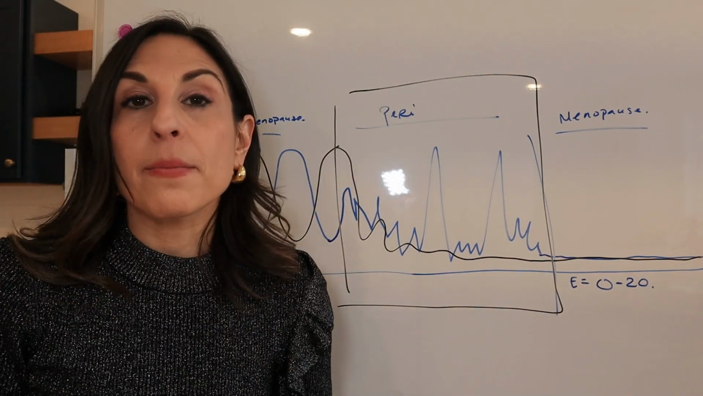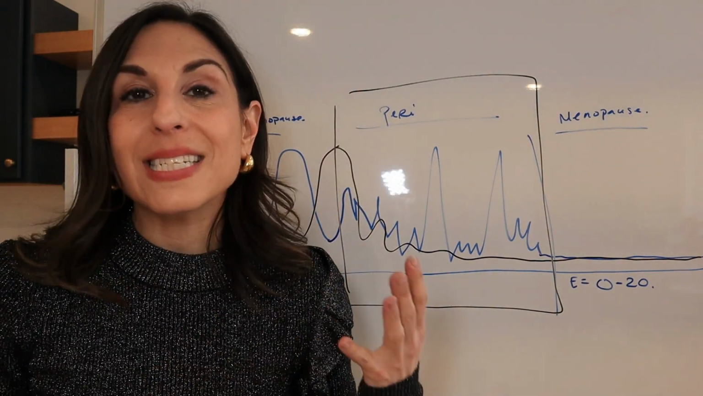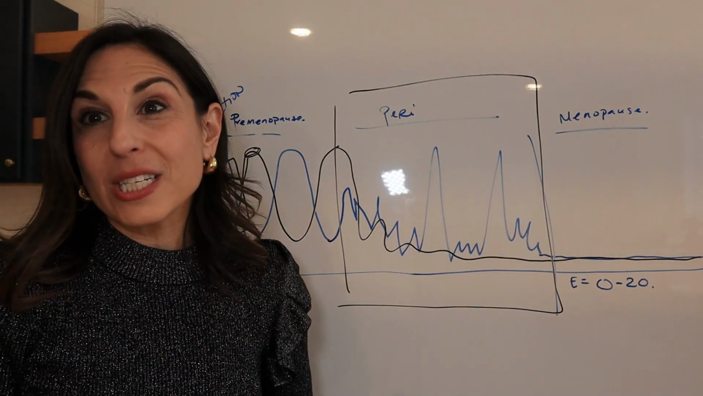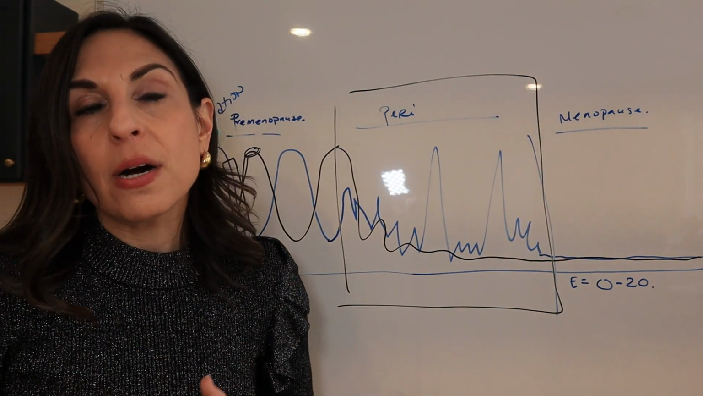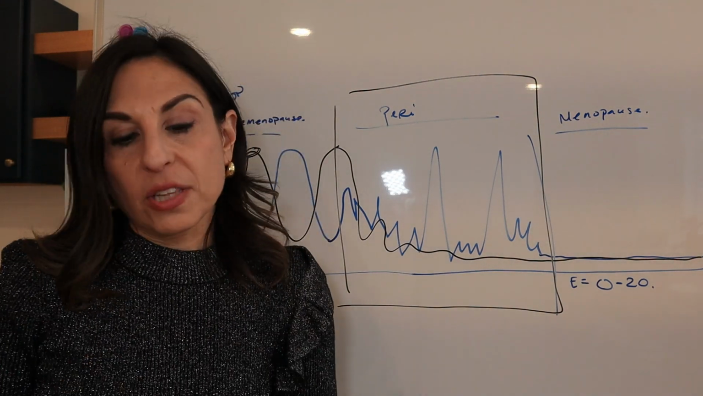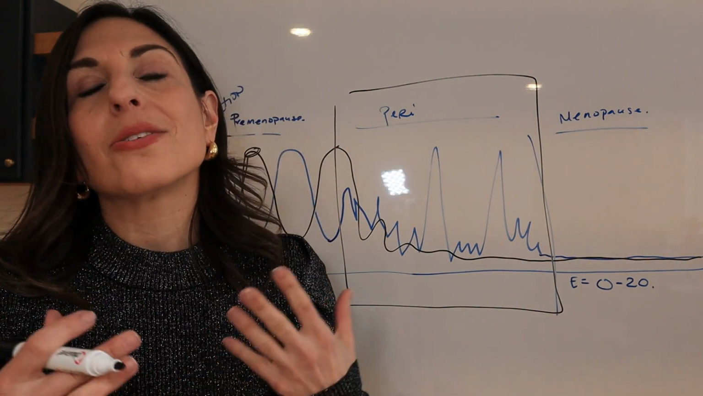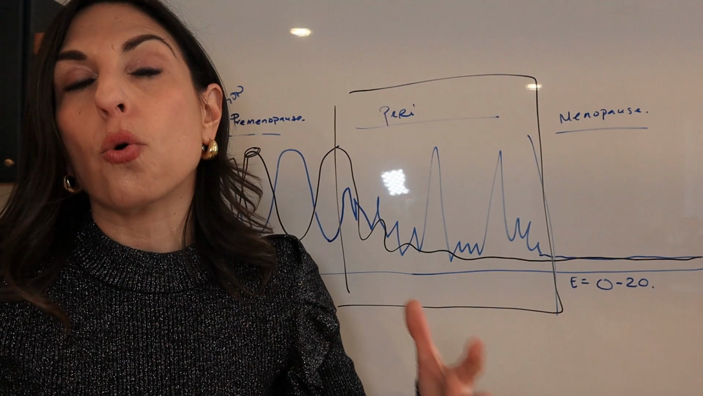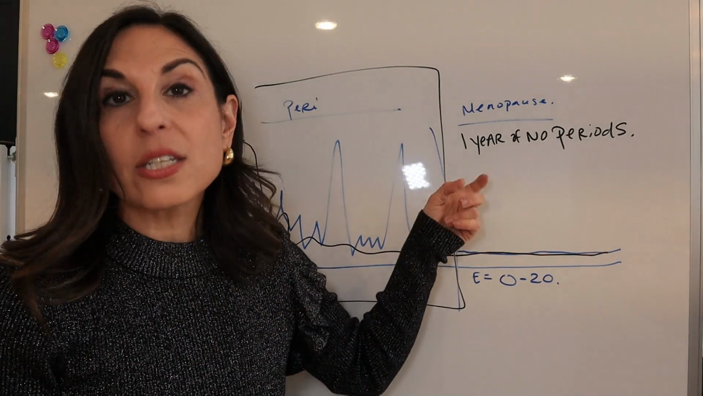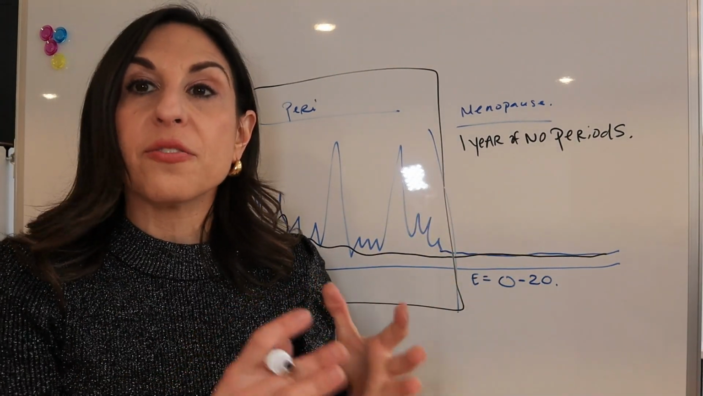Perimenopause can last 1 to 10 years before a woman's final menstrual period, which is menopause. And perimenopause is really defined as a time where women are experiencing symptoms of low estrogen and low progesterone, but they're still having some bleeding or periods. So this is definition number 1, perimenopause. Definition number 2 is menopause, which is defined as 1 year of no periods.